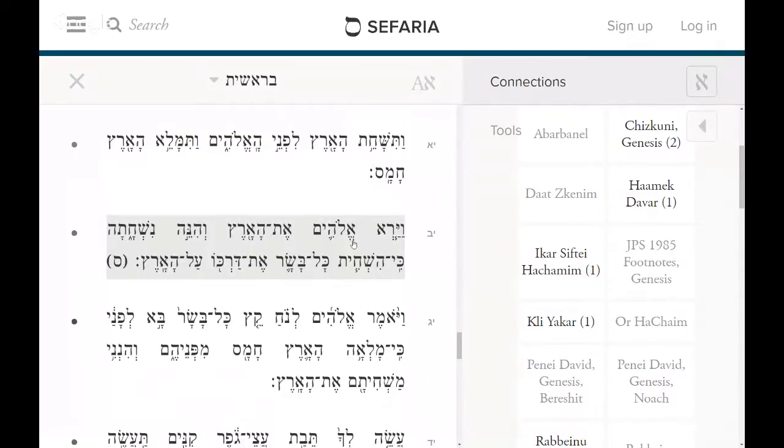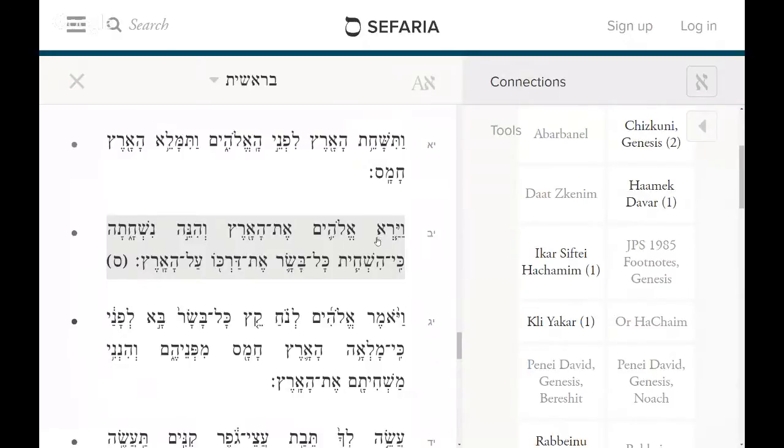Vayar Elohim et haaretz, vehine nishchata, ki hishchit kol basar et darko al haaretz.